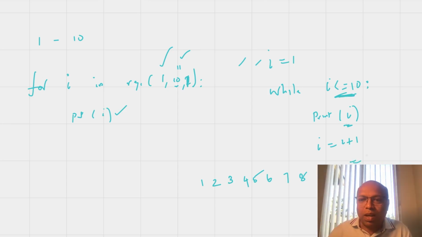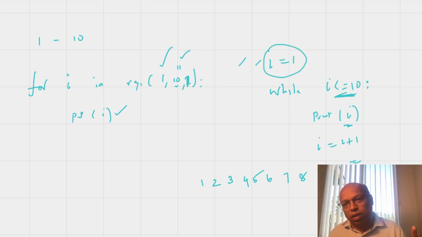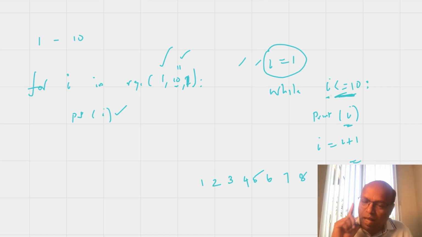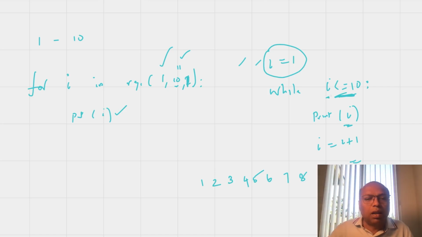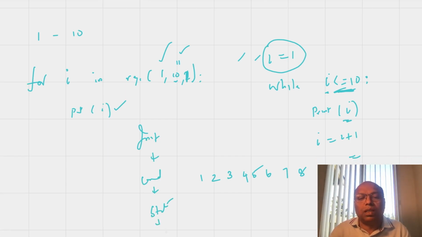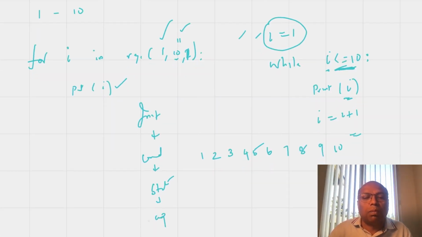Now, let's assume the initialization was not there. The compiler itself will give an error because you are referring to i and it is not defined. Initialization has to be there. In the structure of the loop, it goes from initialization to condition, after condition to statement, after statement to updation, and after updation it comes back to the condition. If the condition is true, it will execute. If the condition is false, it will exit. Got it?